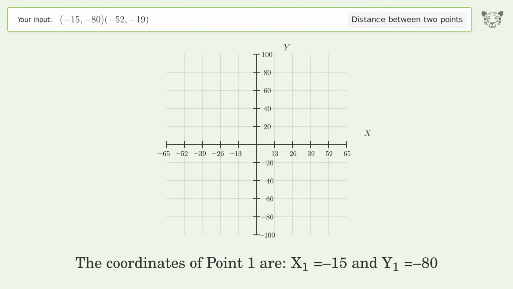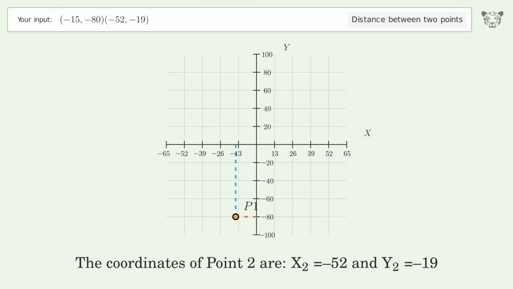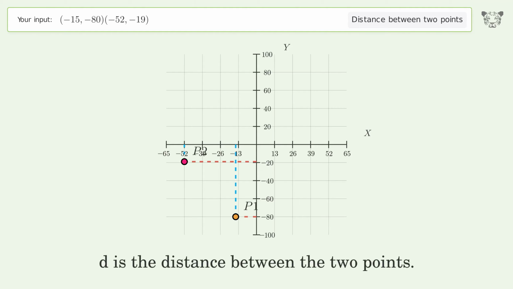The coordinates of point 1 are x1 equals -15 and y1 equals -80. The coordinates of point 2 are x2 equals -52 and y2 equals -19. D is the distance between the 2 points.